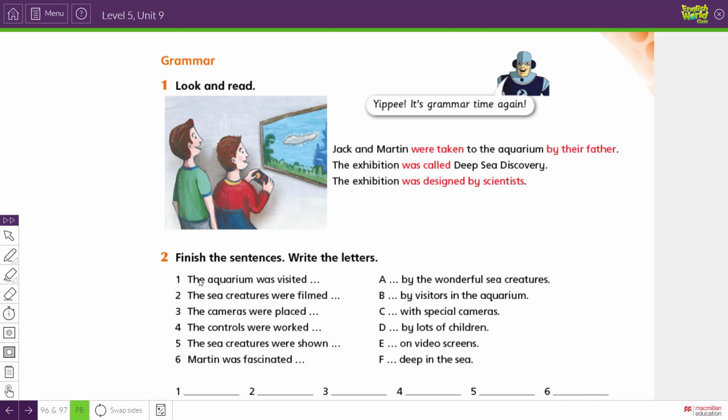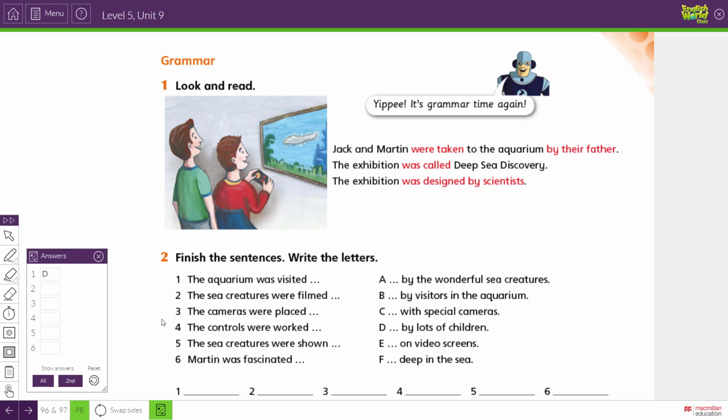I'm going to do the first one. Number 1, the aquarium was visited. Yes, letter D. By lots of children. This is also past simple passive. How did you know this is past simple passive? Here we have was or were plus past participle.